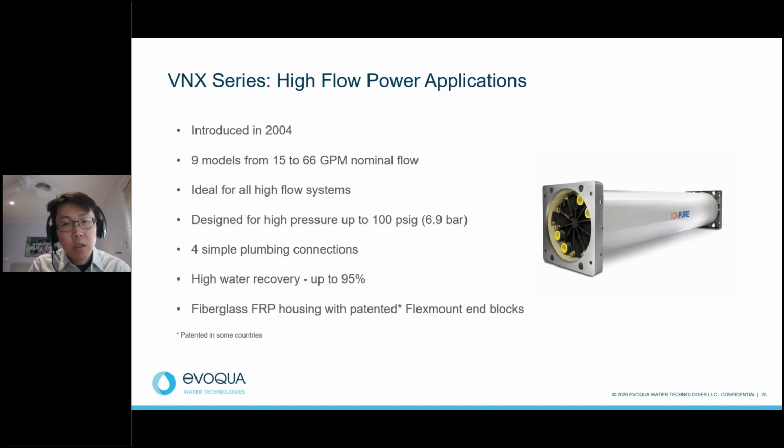And then the special thing about this VNX module is that there is a patented flex mount. There is a flex mount M blocks. So if you want to stack them up, it is very possible.